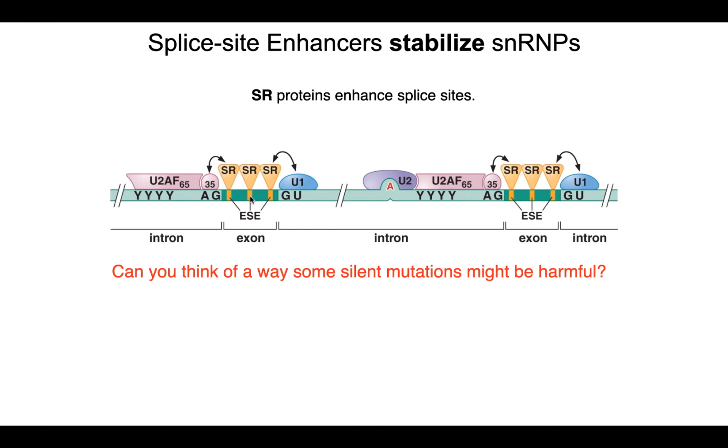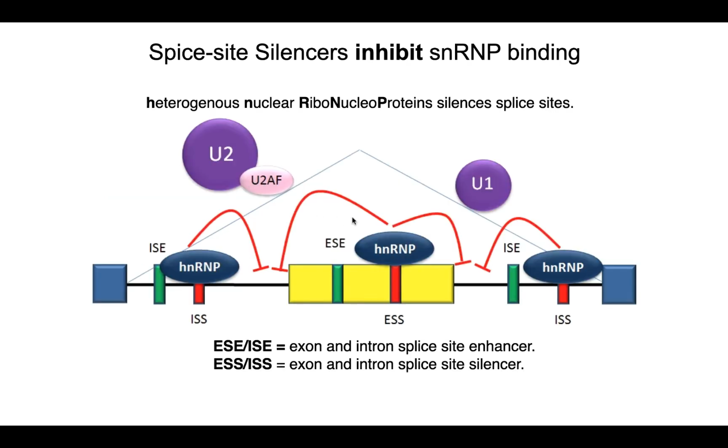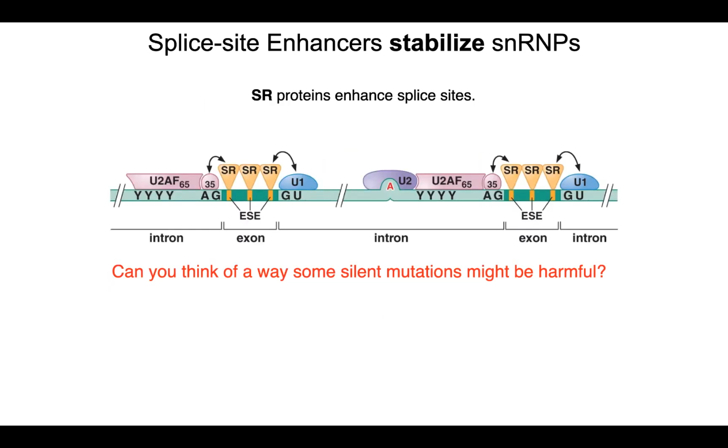However, even though it's a silent mutation, it still is a mutation. We're still changing one base to another. And that might be enough structural difference such that these SR proteins or these hnRNP proteins will no longer bind. And if they no longer bind, even though that doesn't change the amino acid sequence of the protein, it might change the splicing of that messenger RNA, which will have an even more drastic effect on the protein itself.